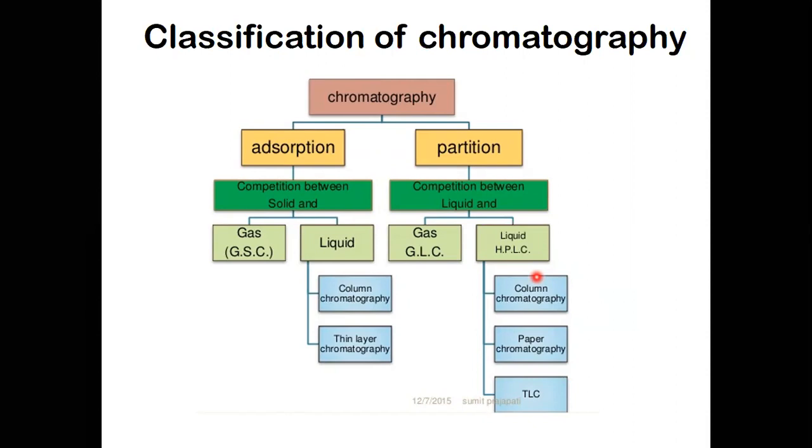In case of partition chromatography, the stationary phase is liquid and the mobile phase can be gas or liquid. If it is liquid, it can be column chromatography, paper chromatography or thin layer chromatography.